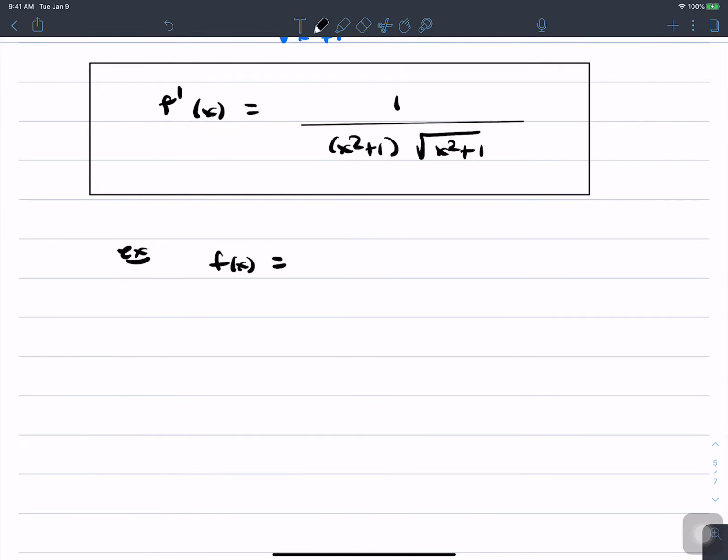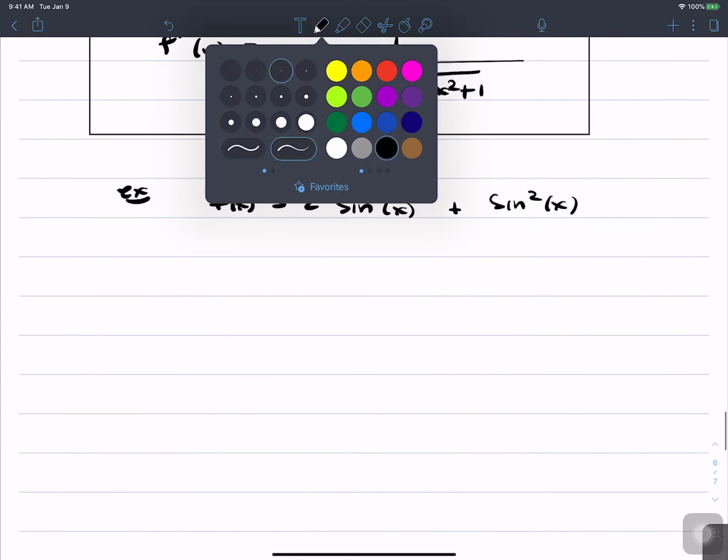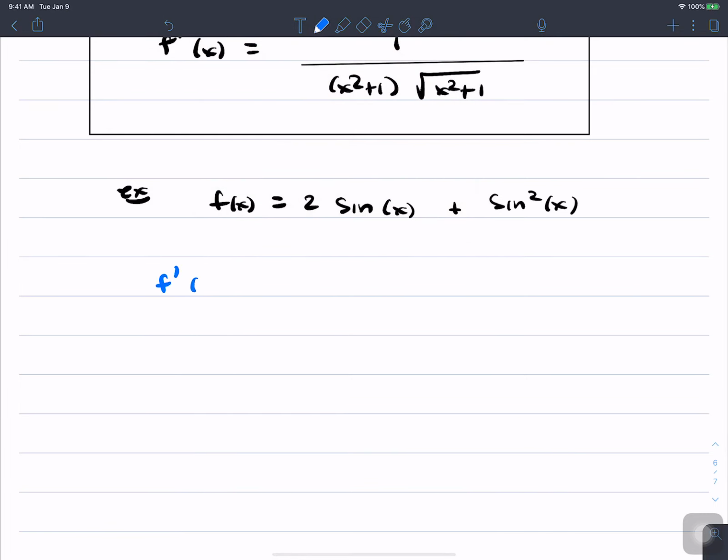F of x is sine squared x. How about this? F of x is 2 sine x plus sine squared x. Yeah, we'll try that one. So we're going to differentiate.